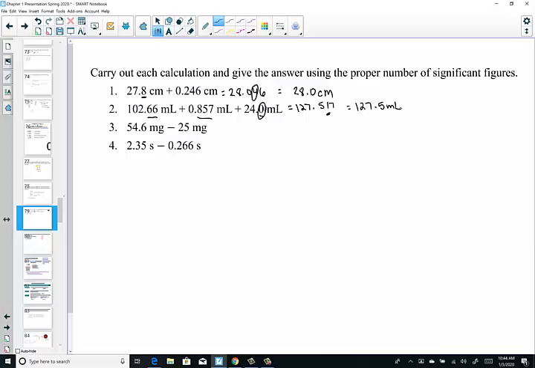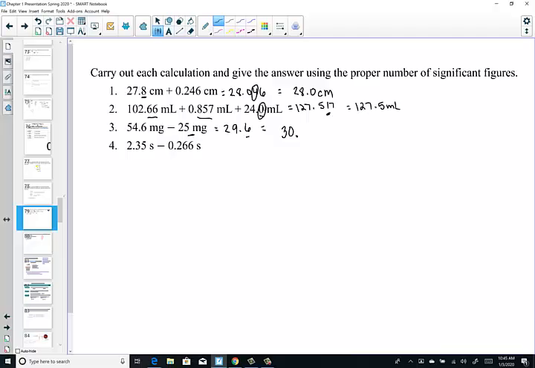54.6 minus 25. My calculator reads 29.6. We're not allowed to report any decimals. 25 has no decimals, so we need to get rid of our decimal. When I round up 29.6, I get 30. Now keep in mind, I need 2 sig figs there, so I'm just going to put the decimal point so that you know that 0 is significant. I don't write 0.0, because I have to have no decimals in my answer. So 30 point and stop.